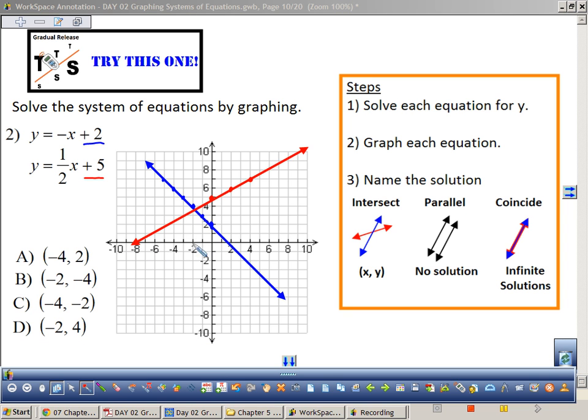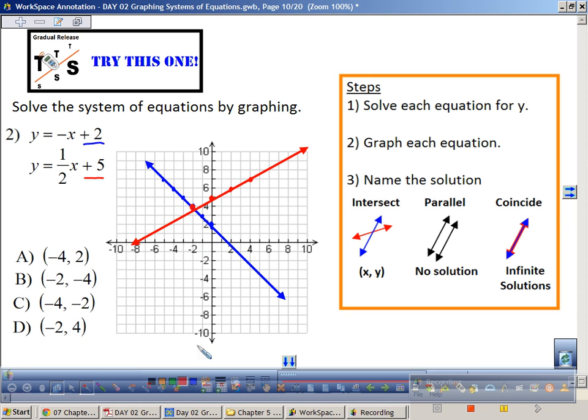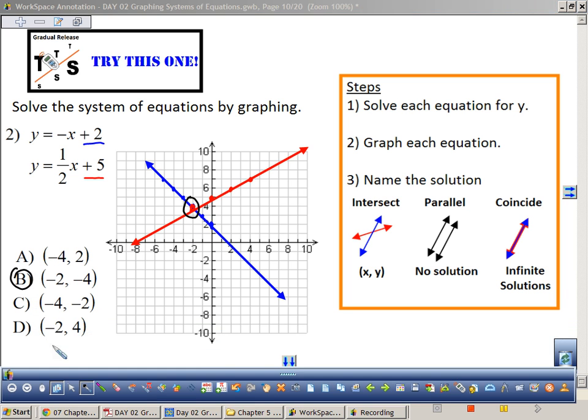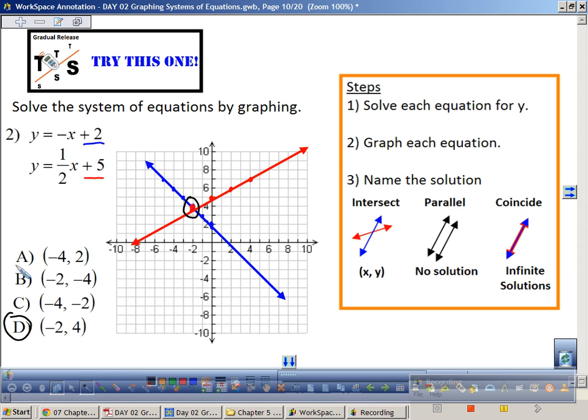So negative 2, positive 4 is our solution, right there. So how would you get B? How would you end up down here? Just press the wrong button? Because I don't understand how you could get down there.